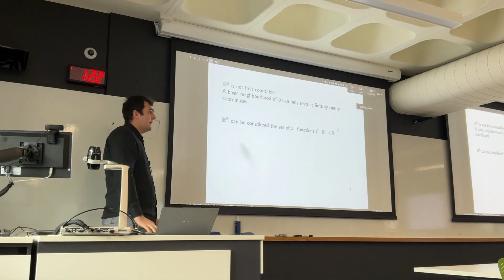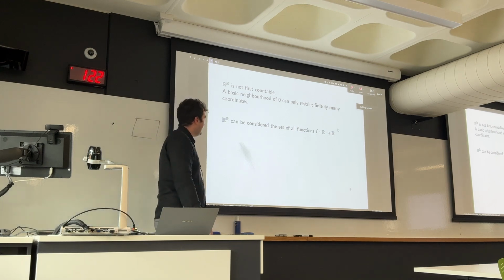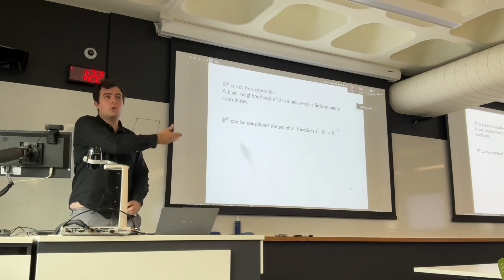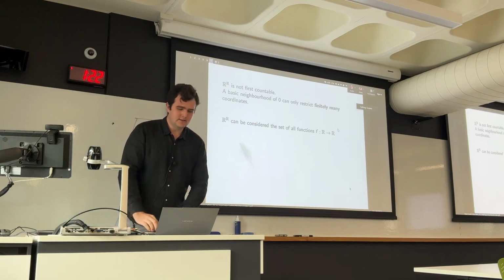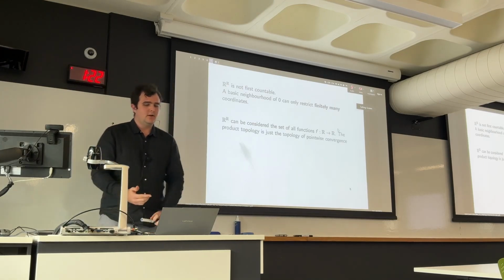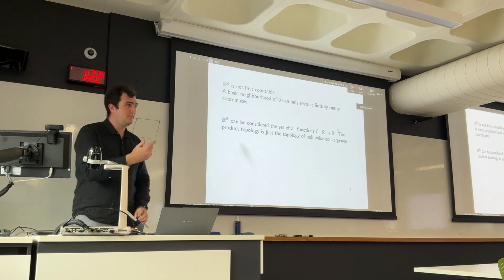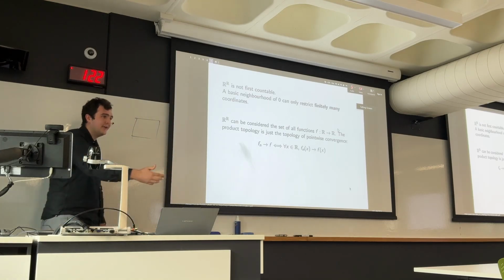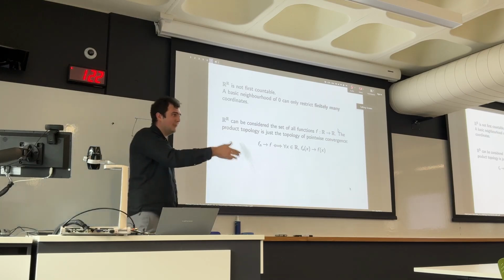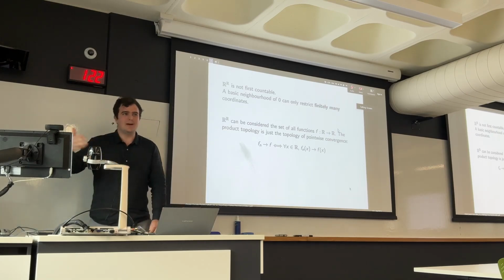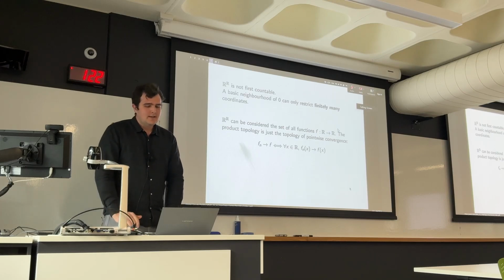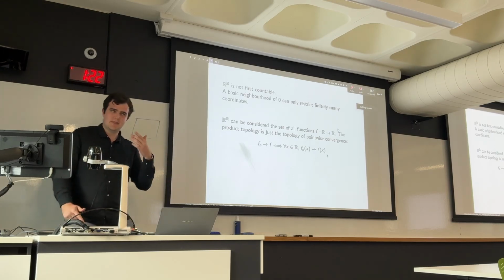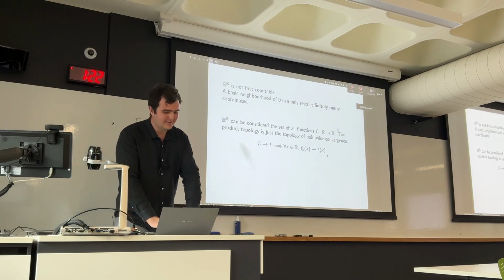But R to the R is quite a nice space. Depending on who you ask, it can be considered the space of all functions from reals to reals, or it just is that space. And the product topology on R to the R is just the topology of pointwise convergence. By that, I mean that f_n goes to f if and only if for every x in the domain, f_n of x goes to f of x. Pointwise convergence.